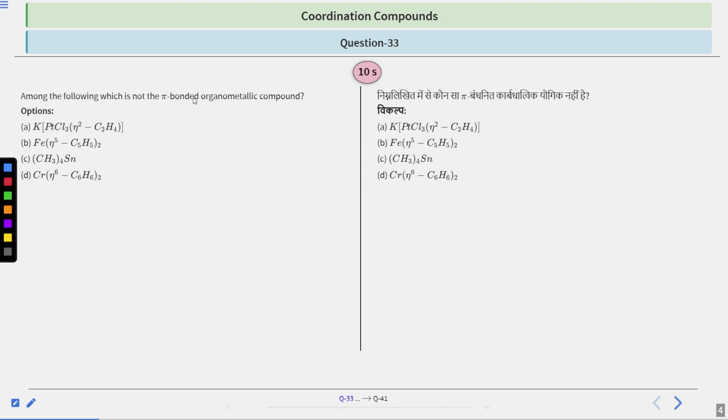Among the following, which is not the pi-bonded organometallic compound? We have been given some complexes, from which we have to identify the one which is not a pi-bonded organometallic compound. Options are K[Pt(Cl)3(η2-C2H4)], Fe(η5-C5H5)2, (CH3)4Sn, or Cr(η6-C6H6)2. You have 10 seconds to solve this question. After that, you will see the answer.